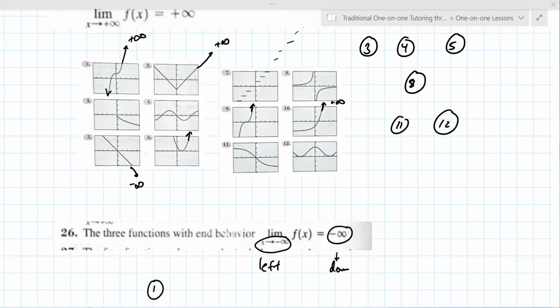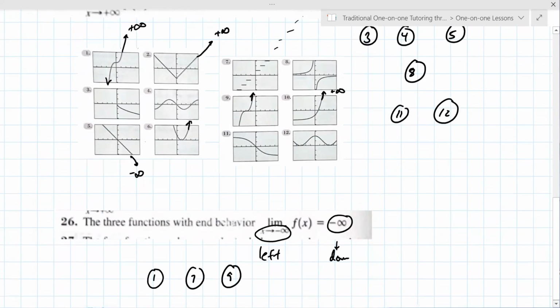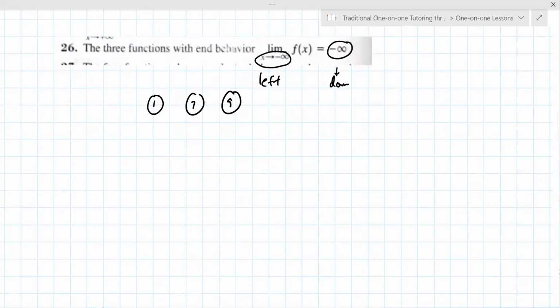Is it 7 and 9? 7 for sure, and 9 for sure, yeah. Okay. And then 35 is the next one.